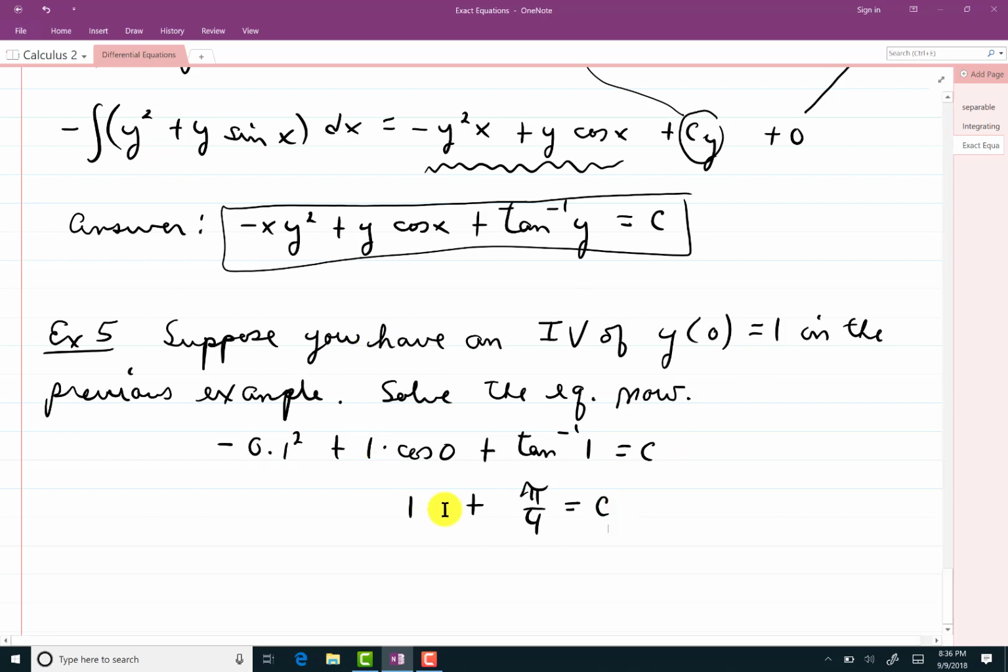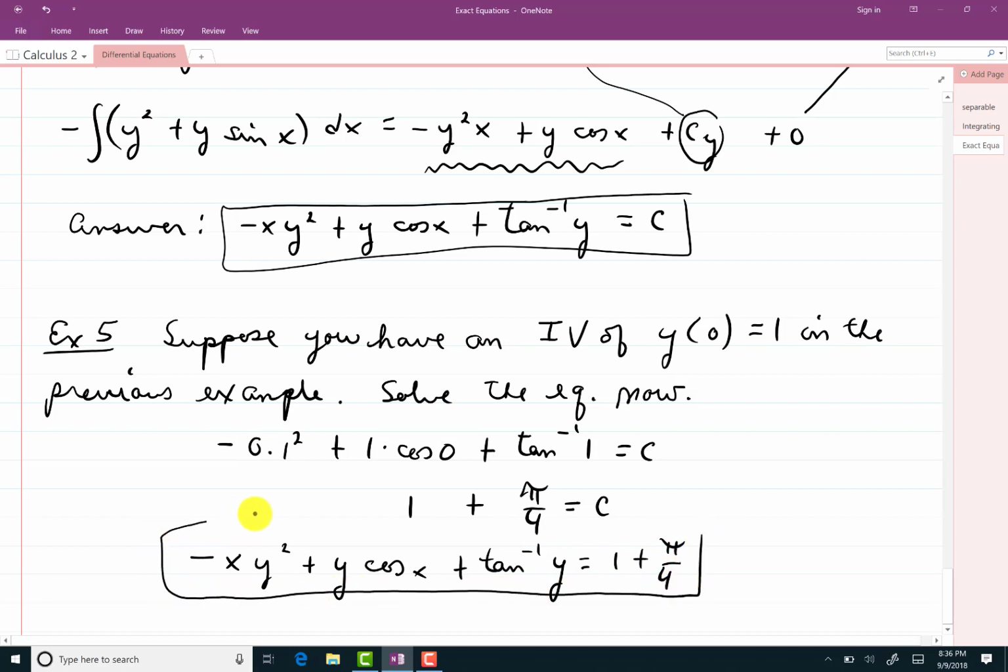Anyway, so our completed solution then would look like this. Negative xy squared plus y cosine of x plus arctangent of y would equal 1 plus pi over 4. So initial values, really, those are very simple to do. That's like the easiest part of the problem.